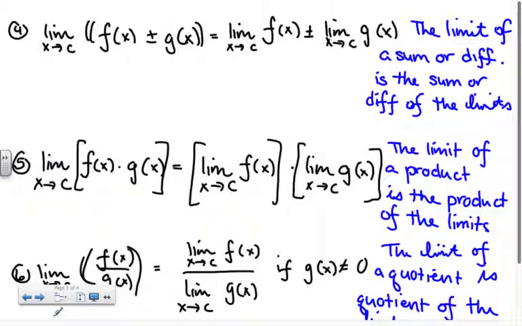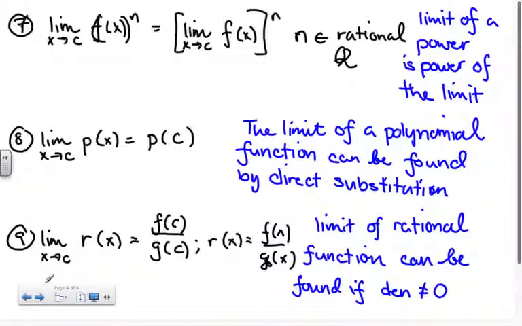Rule 6 is the quotient rule. Limit of quotient is quotient of the limits, provided again, denominator is not 0. And then limit of the power is power of the limit. n is element of rational numbers. Limit of polynomial function can be found by direct substitution, and same for rational function, provided the denominator is not 0. Okay, easy enough. So let's do the answer.